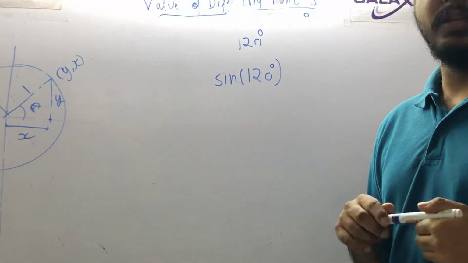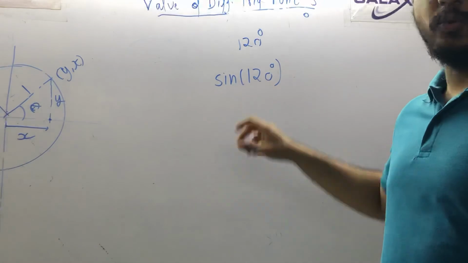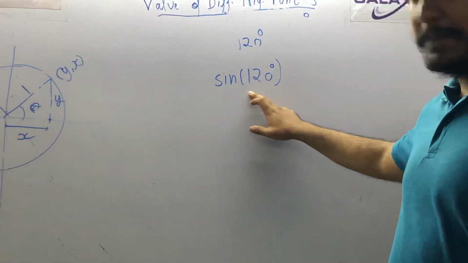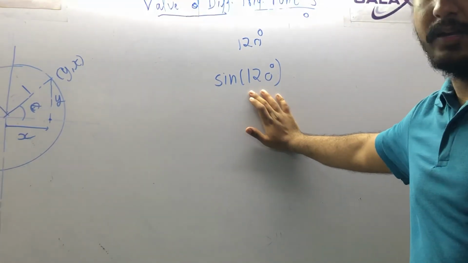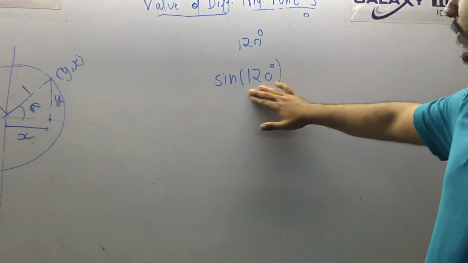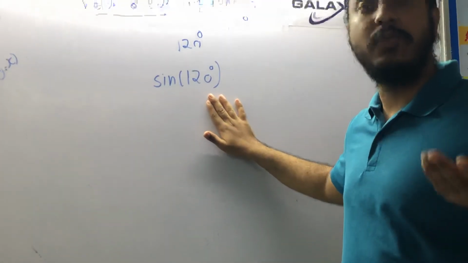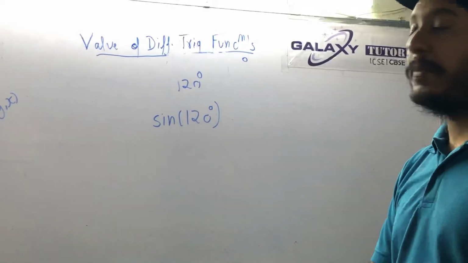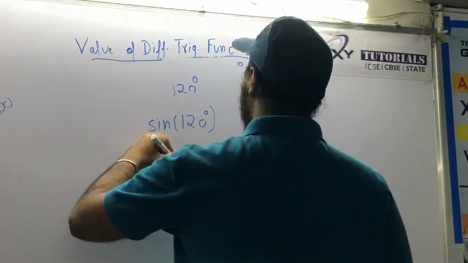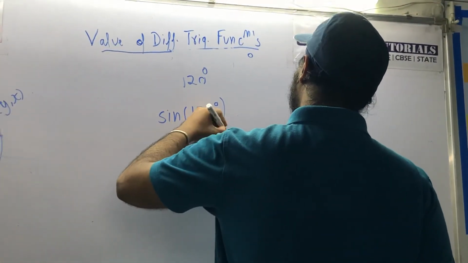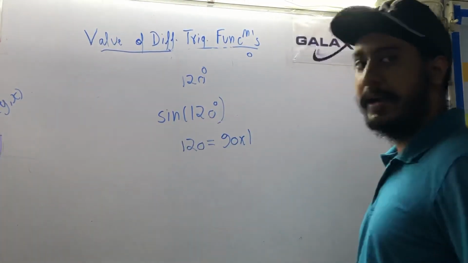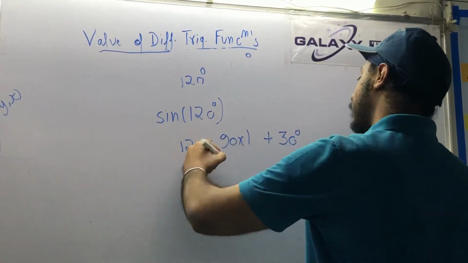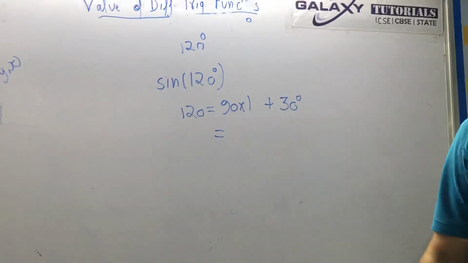First of all, you will imagine in your mind 120 to be a multiple of 90 plus something that you add. You will imagine 120 as a multiple of 90. How can you write it in the form of a multiple of 90? In my mind, I can write it like this: 120 is equal to 90 into 1, which is 90, plus 30 degrees. I can write 90 into 1 plus 30 degrees, it is 120, right?